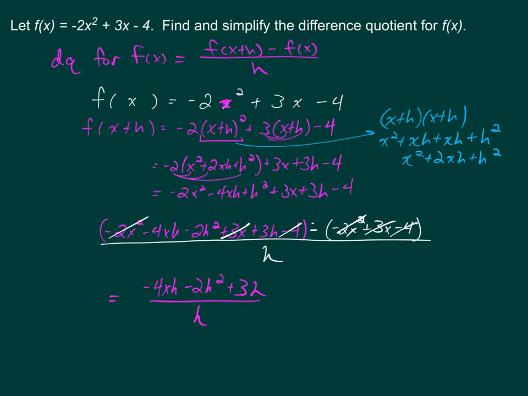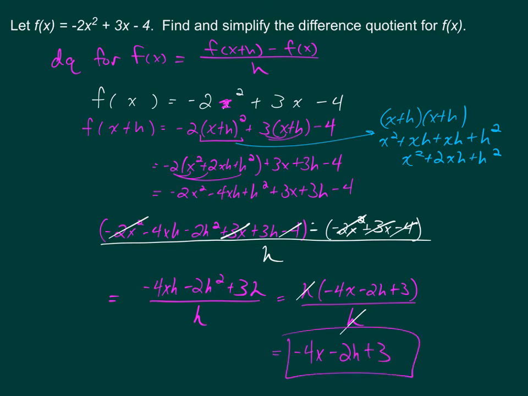Now that all the terms that are left have an h in them, we need to get the h out of there. And you do that by common factoring. So I'll common factor an h, which leaves you with a negative 4x minus 2h plus 3. Still all over h. And now the h's cancel in the top and bottom, leaving you with negative 4x minus 2h plus 3. There is the difference quotient for this particular function, f of x.